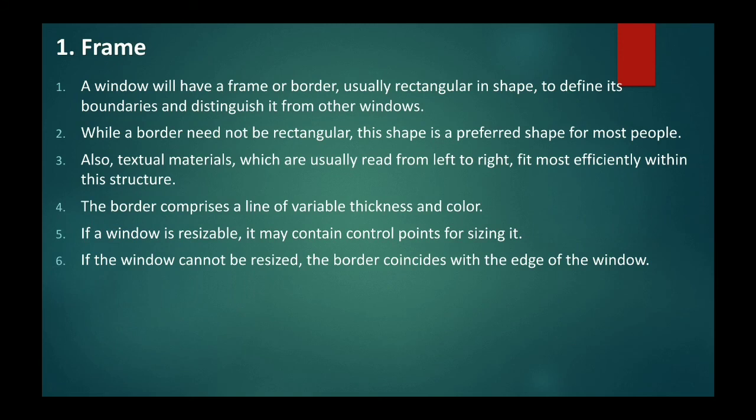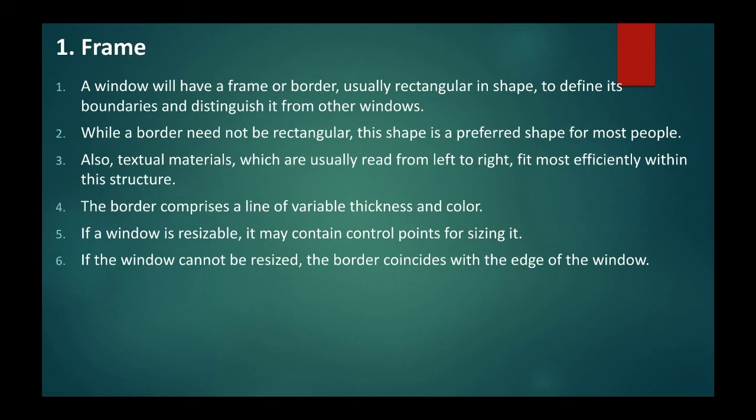A window will have a frame or border, usually rectangular in shape, to define its boundaries and distinguish it from other windows. While a border need not be rectangular, this is the preferred shape for most people, because textual material is read from left to right and top to bottom. The border comprises a line of variable thickness and color. Different windows have different thicknesses.